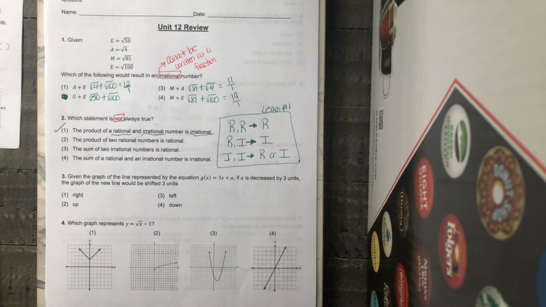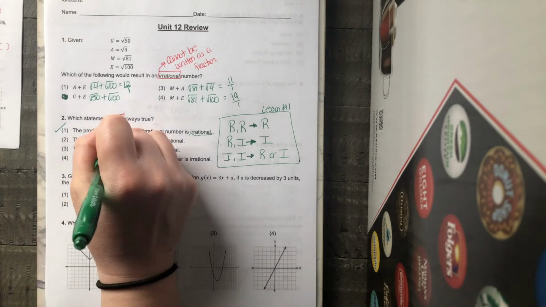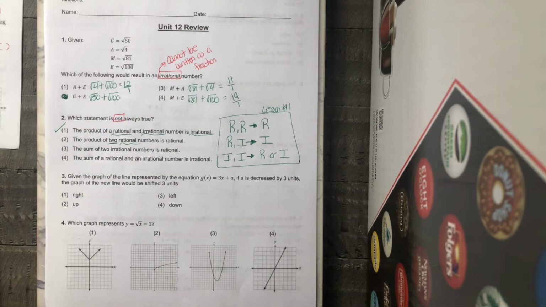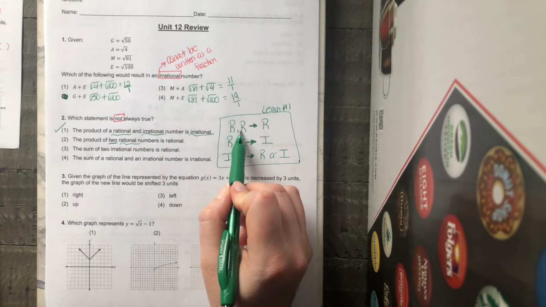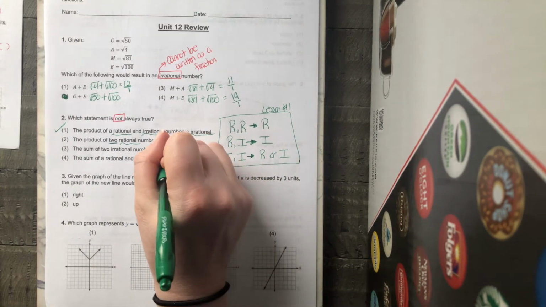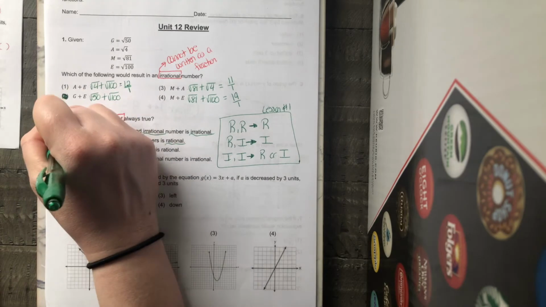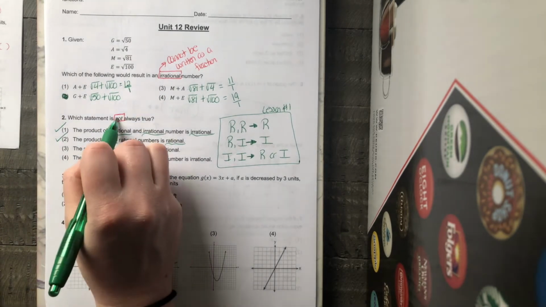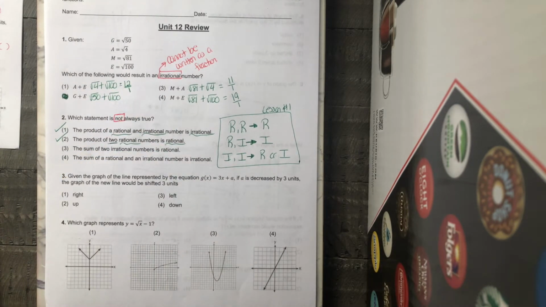So as I look at number 2, it says the product of two rationals. So I have two R's, two rationals. Well, two rationals is always rational. And that was the answer. It's saying it should be rational. So again, 2 is true. I'm looking for what's not true. So I know it's got to be 3 or 4. So let me keep going.